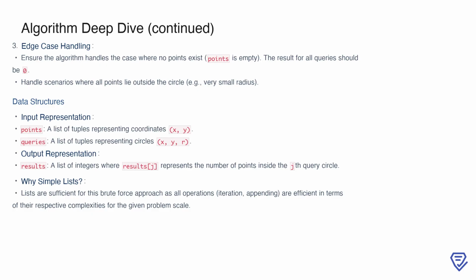In terms of data structures, the input is represented with simple lists, points as a list of coordinate tuples and queries as a list of circle definitions. The output is also a list, where each entry indicates the number of points inside the corresponding query circle. This choice of data structures is effective for the brute force approach since list operations, such as iteration and appending, are computationally efficient and align well with the problem's requirements.